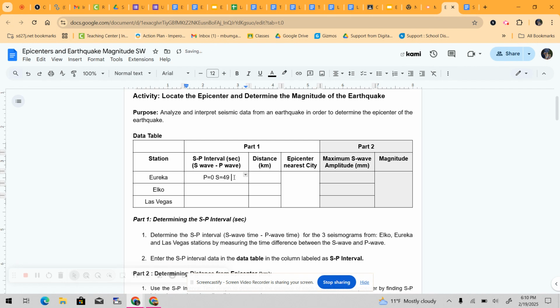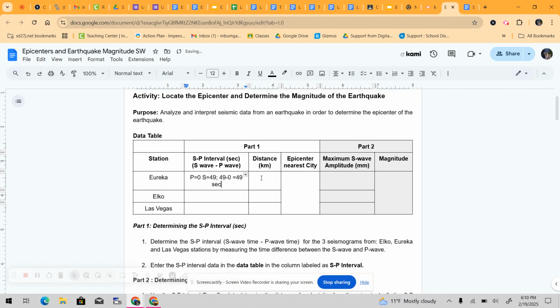Now here I'm going to do a little bit of math. This is a secret equation here. So we have S 49 minus P 0, which looks like this: 49 minus 0 equals, and here that's pretty simple, just 49 seconds, right? Now that I have my SP interval, which is a time measurement, I need to find how far away this earthquake is from the Eureka station.